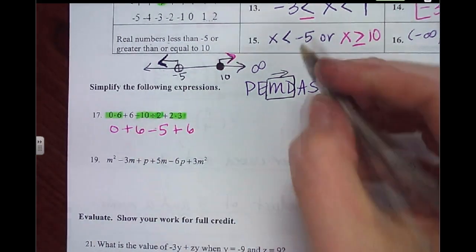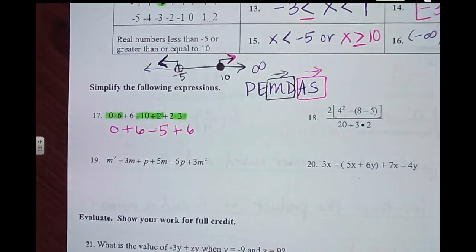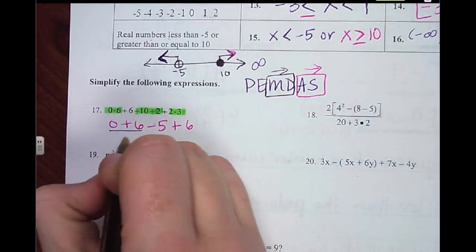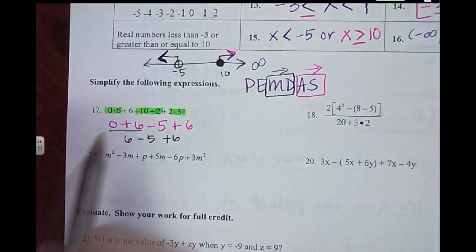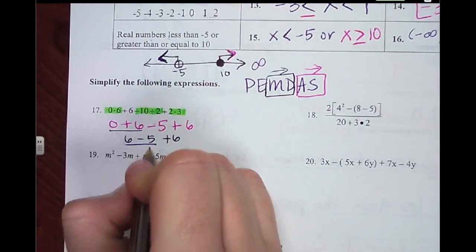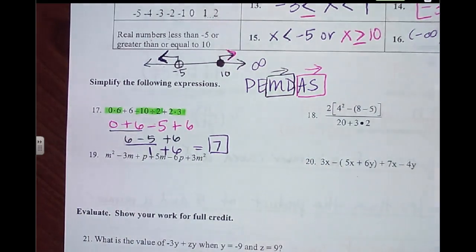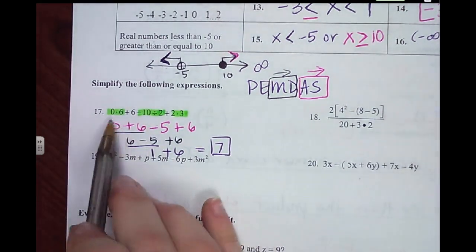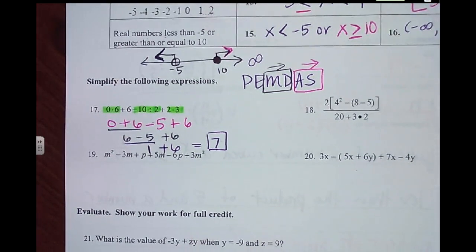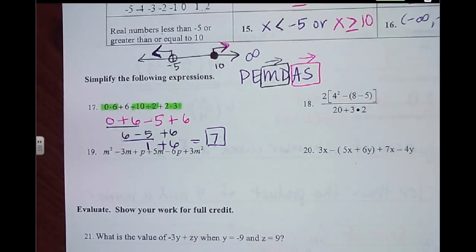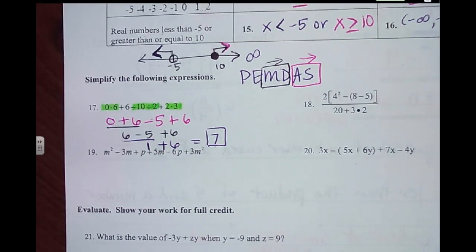Now I do addition and subtraction working from left to right. So 0 plus 6 is 6. 6 minus 5 is 1. And 1 plus 6 is 7. Okay, if you just put this whole thing in your calculator and you get 7 and you just put 7, if you are in Mrs. Stout's class, she will for sure mark it wrong. I am sure Coach Pacer will mark it wrong as well. You must show your work.